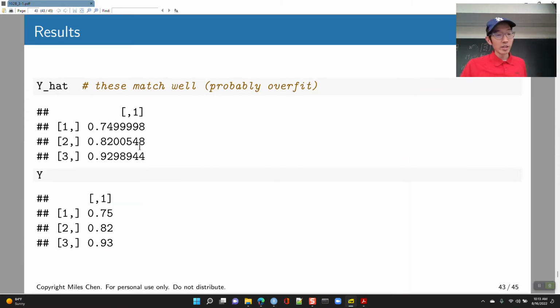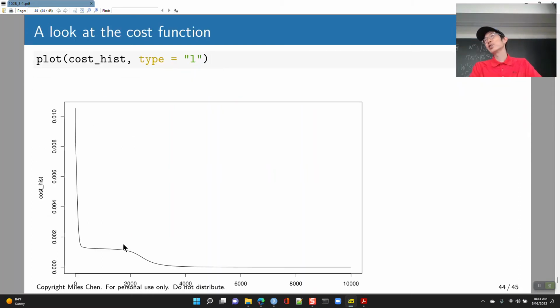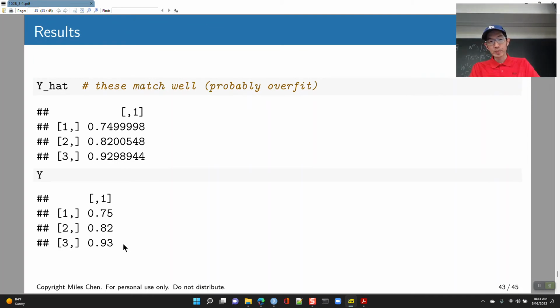So if I say, what is the prediction you're making for the first observation? The prediction it's making is 0.7499998. What is the actual value? The actual value is 0.75. What's the prediction it's making for the second value? 0.82005. The actual value is 0.82. What prediction is it making for the third observation? 0.92989, and the true value is 0.93. So it's making good predictions, at least for these 3 observations. I mean, this is a silly training data set, but we have that, okay?